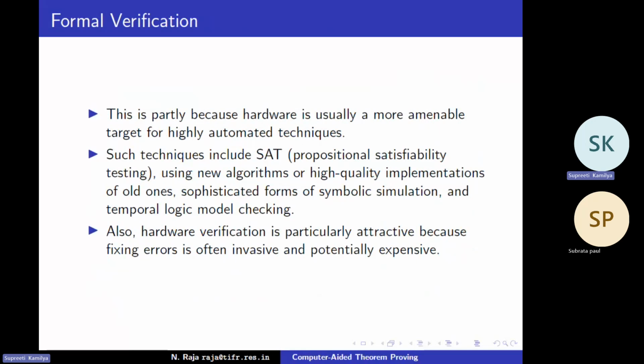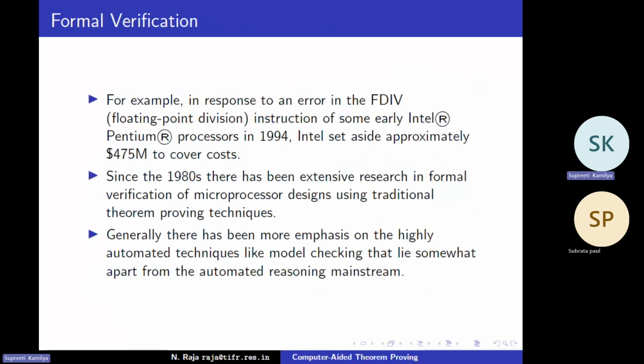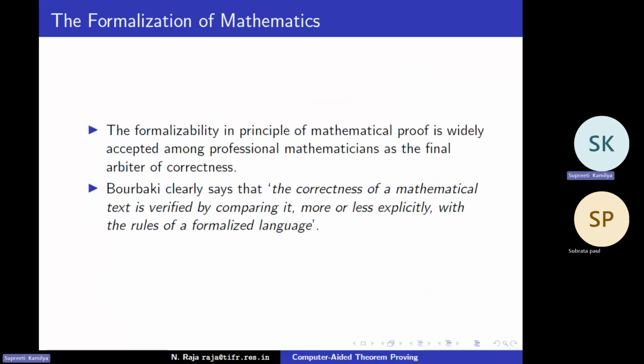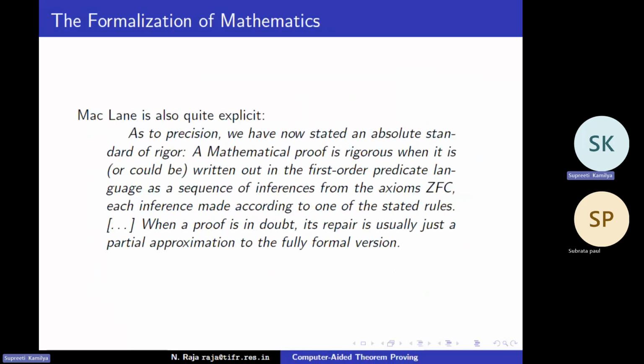So let me skip over this and look at the other application. The other application is a formalization of mathematics itself. So here is something from Bourbaki. He says the correctness of a mathematical text is verified by comparing it more or less explicitly with the rules of a formalized language. And this is what we know as the notion of a mathematical proof. This is the final arbiter of correctness in mathematics, and this is what is of interest to us.